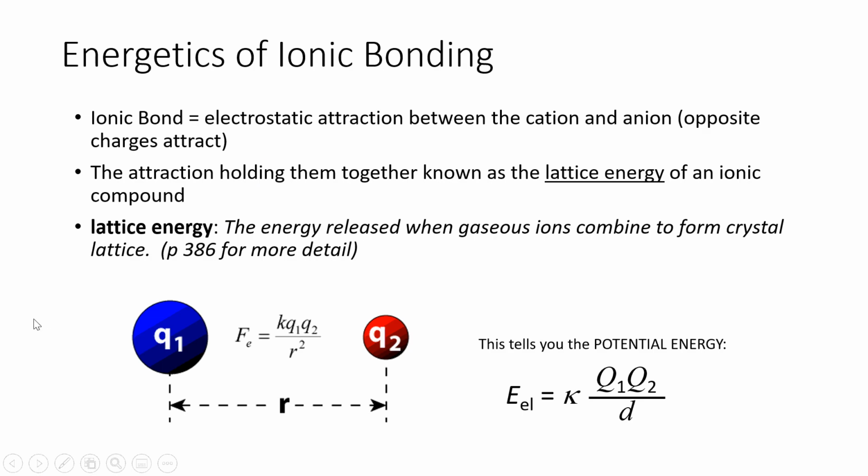Okay, now let's think about the energetics of ionic bonding. So we mentioned that when we have this ionic bond, you form a cation and you form an anion.